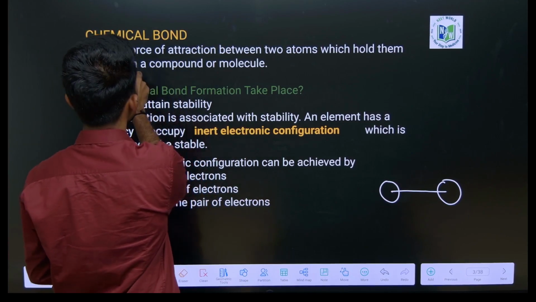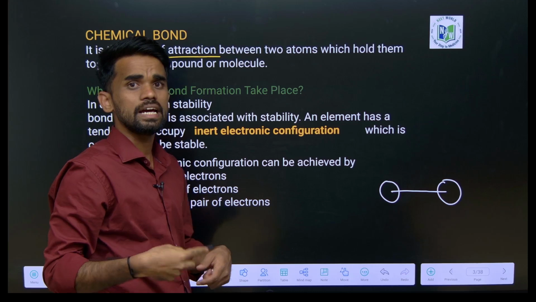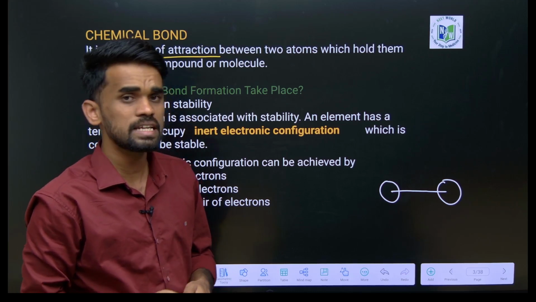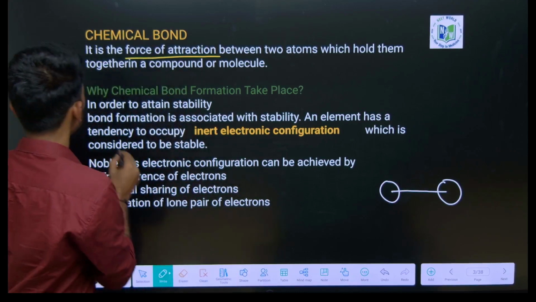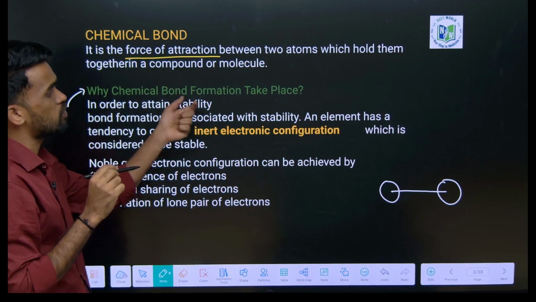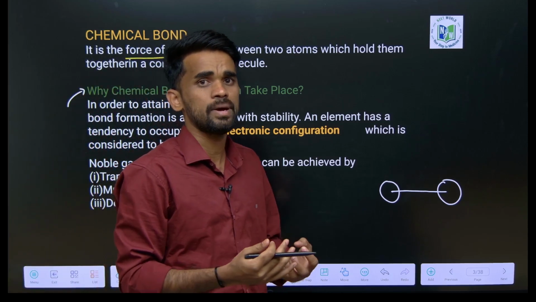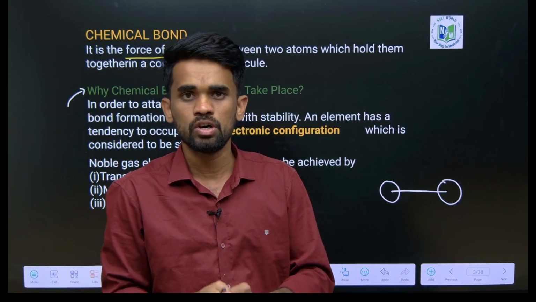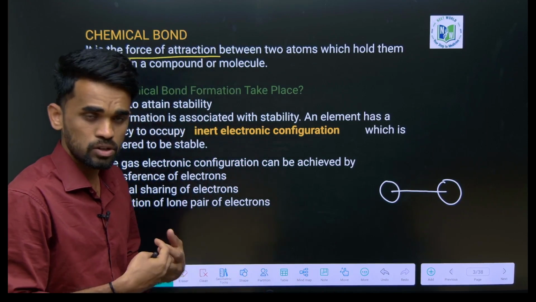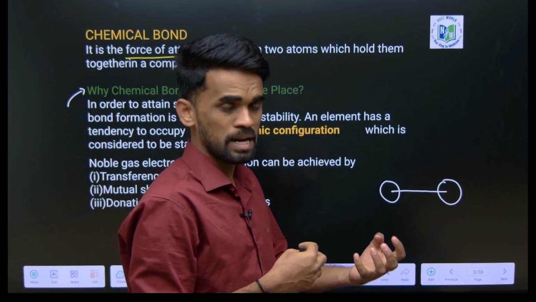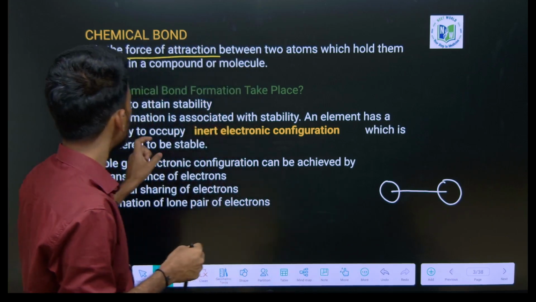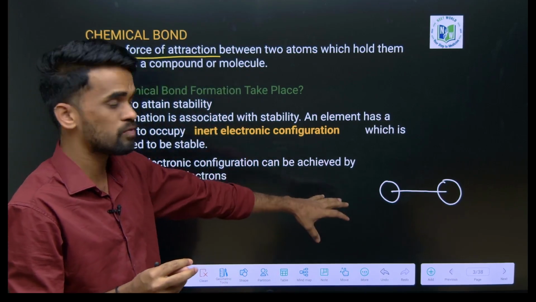See, here we are saying force of attraction. So what kind of forces may it have? What is the reason behind that force? That's why we have a question here: why does chemical bond formation take place? We know in nature everything happens to attain stability, right? We also do things to attain our stability, our stabilized goals, right? So in order to attain stability, chemical bond formation takes place.